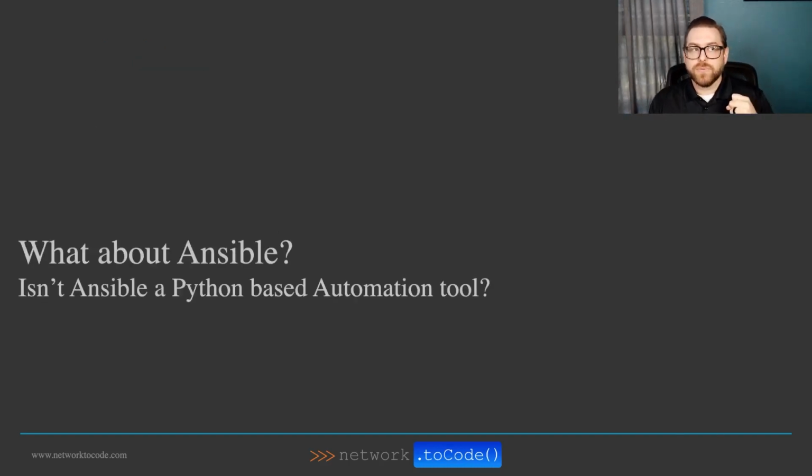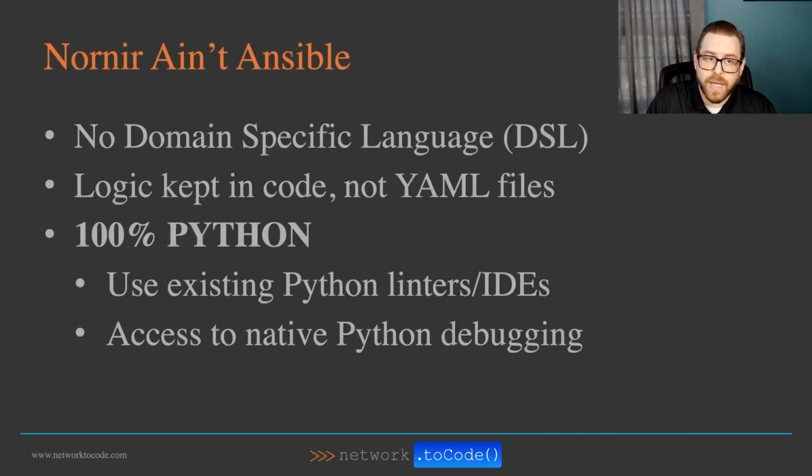So one of the things that comes up all the time here is, what about Ansible? Is Ansible a Python-based automation tool? And it is, but Nornir isn't Ansible. Nornir ain't Ansible. So the key differentiator for me is that there's no domain-specific language when you're using Nornir. You're not required to keep your logic in YAML files or anything like that. It's all Python. So whatever logic you want to write into your program, you're writing it in Python.